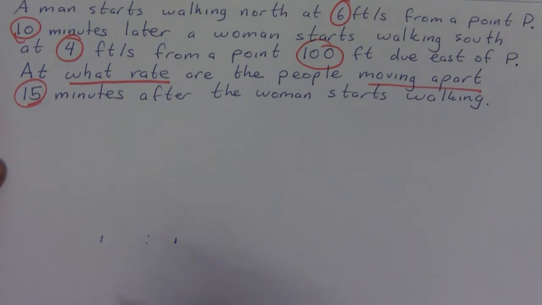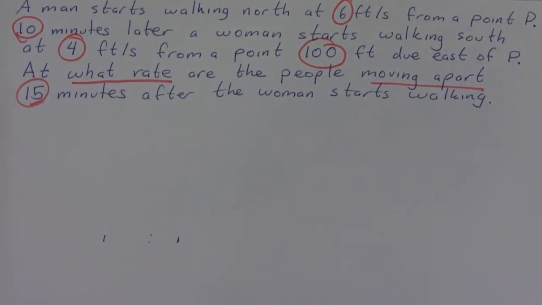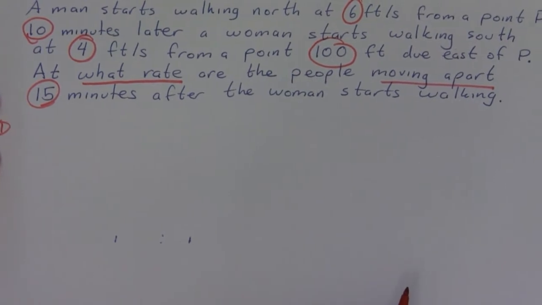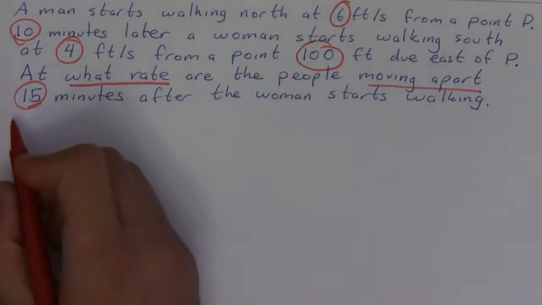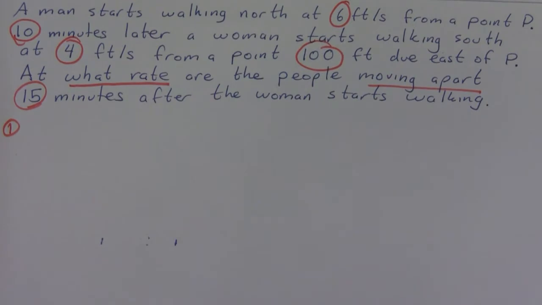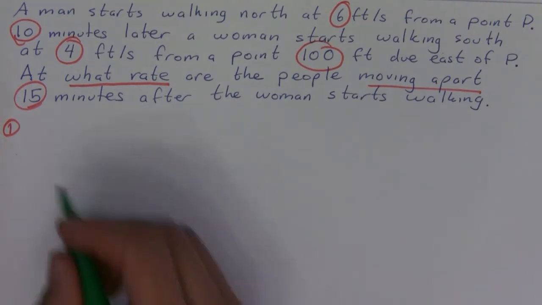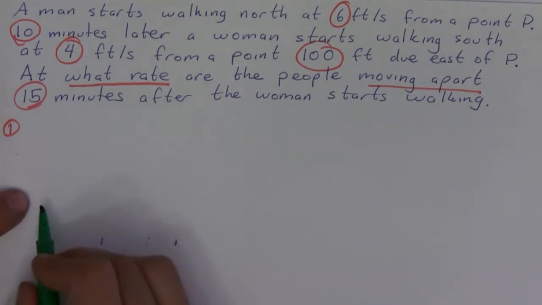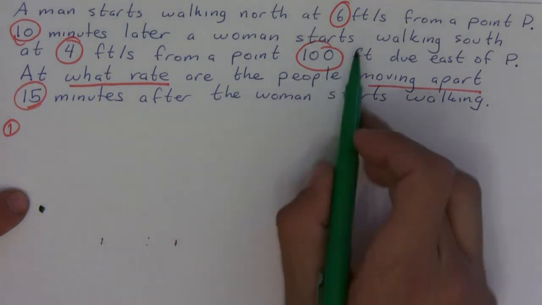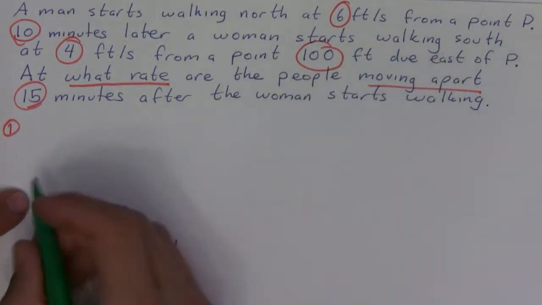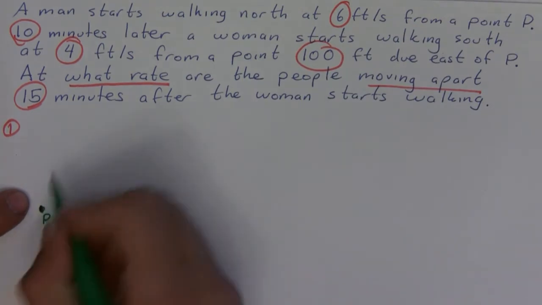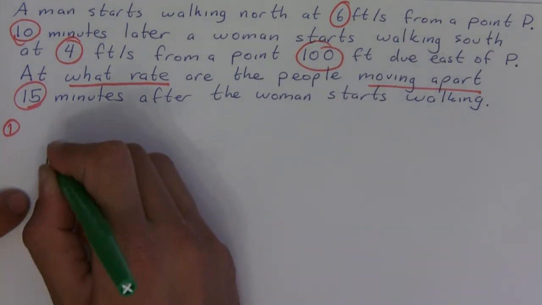Okay, so the first thing we need to do is to draw a picture and label everything. So here, let's say that the man is right here, and he's going to be walking north at 6 feet per second from a point P. So let's say this is P, and the man is going to be walking north.